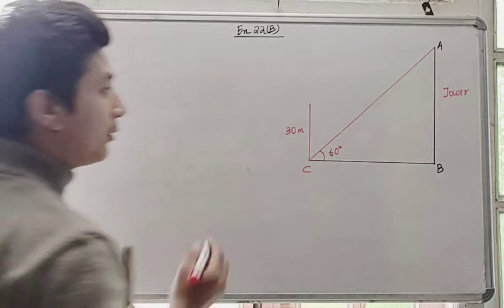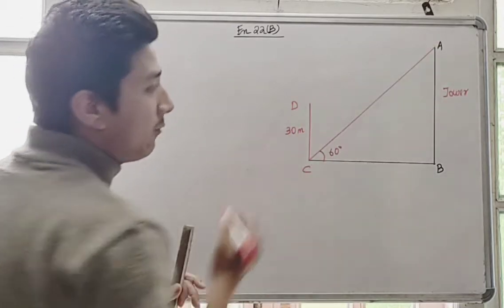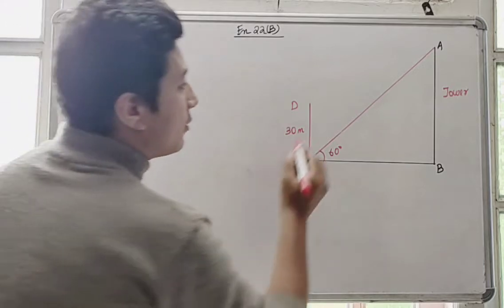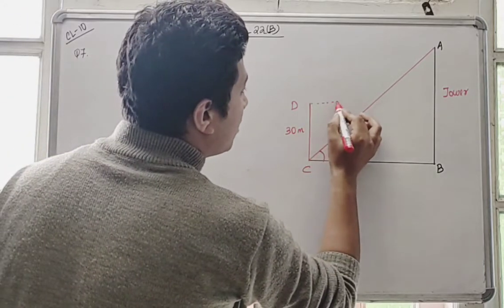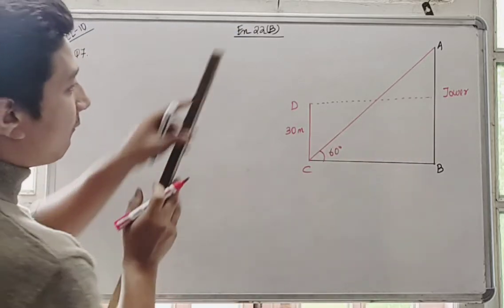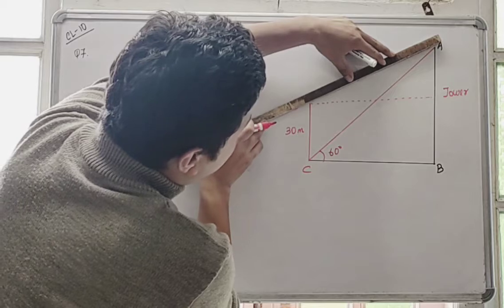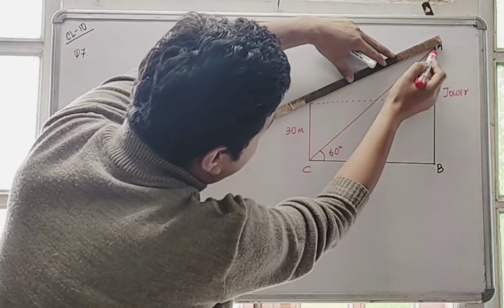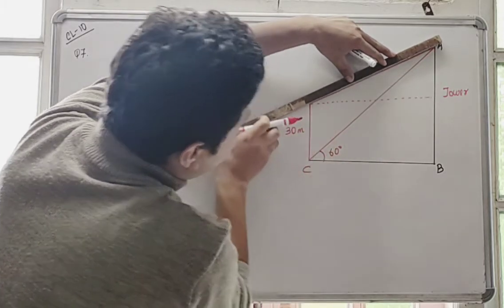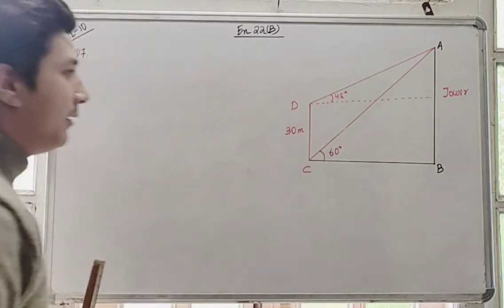So let's keep this point as D. Now from D, if I see the top of the tower, the angle is 45 degrees. So I have to draw an imaginary horizontal line like this. Now from here, if I see the top of the tower, the angle of elevation is 45 degrees. So this angle is 45 degrees.